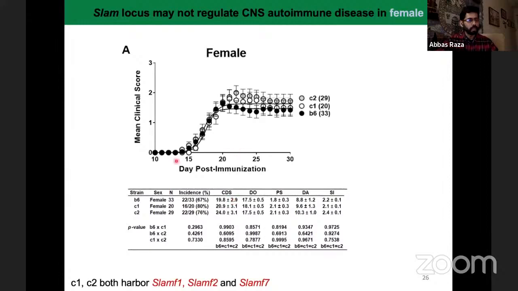So this is the EAE graph that I showed you earlier. Mean clinical score is on the y-axis, and the x-axis is the time post-immunization. Just looking at these black filled circles, these are the B6 mice. So they are susceptible, as you can see. If you compare C1 and C2 congenics, they're also susceptible, and we don't see any difference. And this is true for females. So we thought maybe the SLAM locus is not important in the females.